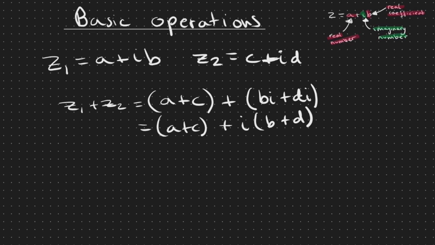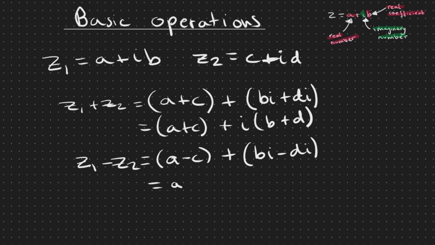Okay, so just like addition, subtraction works in exactly the same way. Subtraction is you just subtract the like terms. So if we did z1 minus z2, then this would be equal to a minus c plus bi minus di, which we can rewrite as a minus c plus i times b minus d. There you go. Now let's actually apply this with numbers.